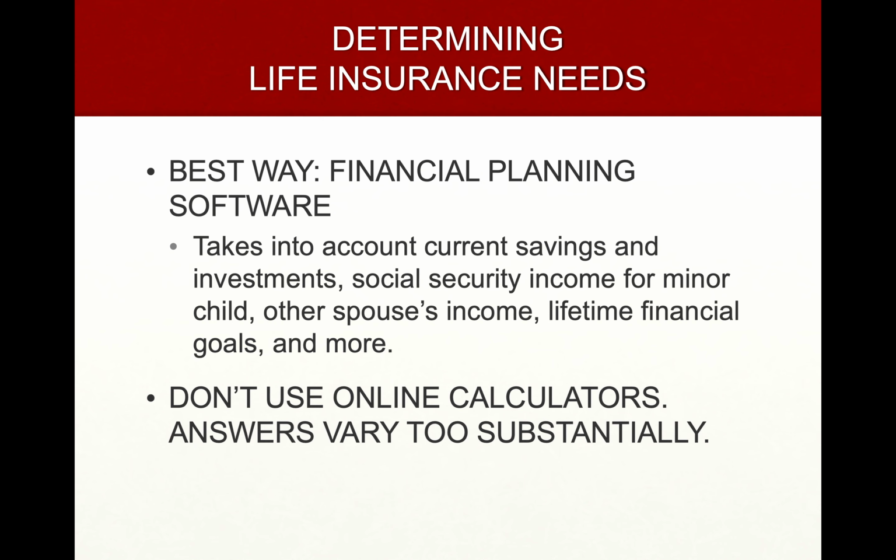So let's discuss life insurance. First off, you have to determine the need for life insurance that somebody needs. The best way of doing this is actually financial planning software. It's going to take into account current savings, current levels of investments people have, Social Security income. If someone dies and they have minor children, Social Security provides a benefit that is paid to the guardian of those minor children. It might be the other parent.